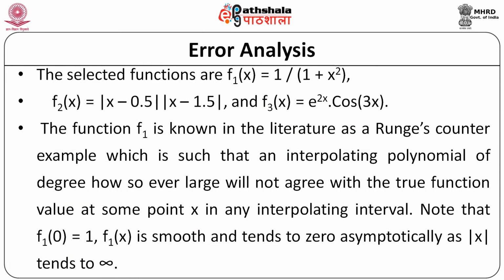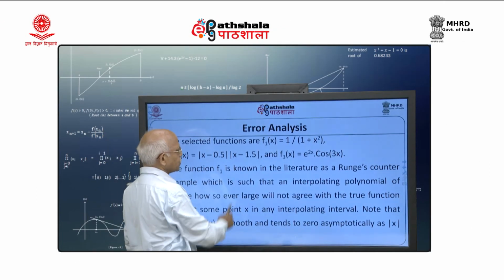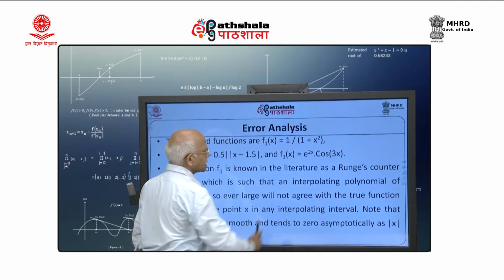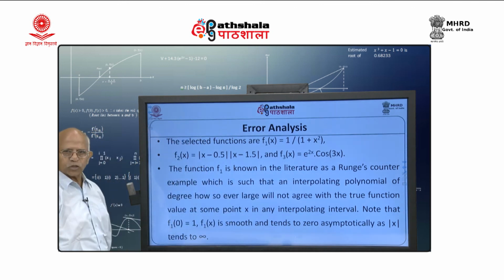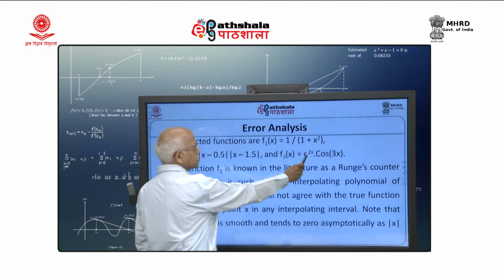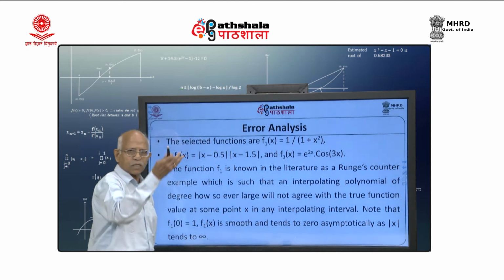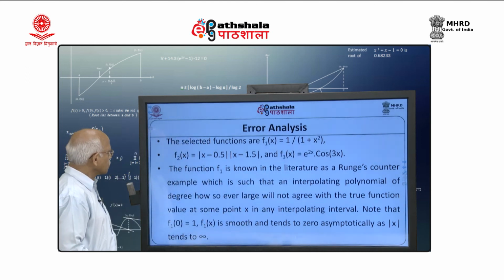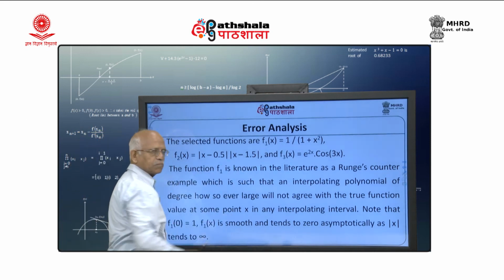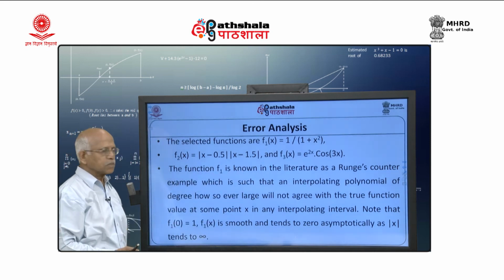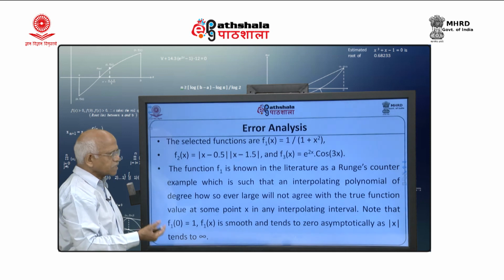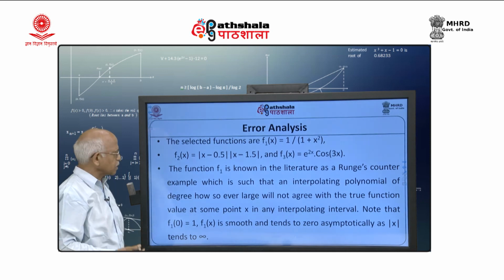So, these functions are selected like this: f1(x) is taken as 1 upon 1 plus x squared, f2(x) is taken as mod(x minus 0.5) into mod(x minus 1.5), and f3(x) is selected as e raised to 2x into cos 3x. If you remember, such a function was also considered in earlier modules, and even Runge's example was considered, because these are all very typical test functions for testing your errors.